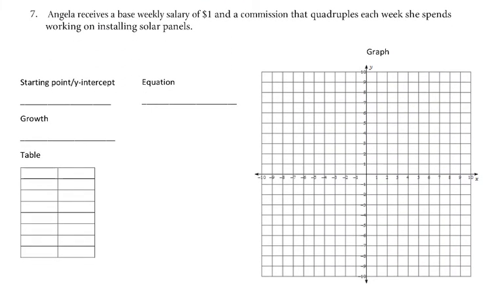Alright, so then looking at number 7, Angela receives a base salary of $1 and a commission that quadruples each week she spends working on installing solar panels. So apparently she got herself a new job. So we start at 1, which doesn't seem like a whole lot, does it? a sub n equals a sub n minus 1 times 4, a sub 0 equals 1. Then it quadruples, so that's timesing by 4. So we're timesing by 4 each time.